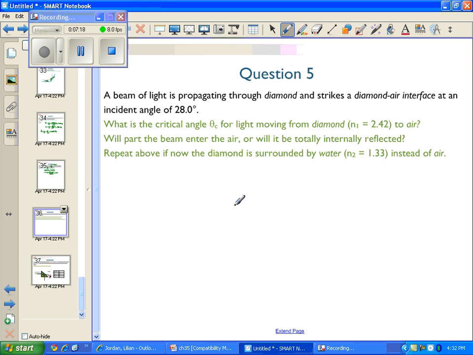A beam of light is traveling through diamond and reaches the diamond-air interface. The angle of incidence, of course, means theta 1. Remember, we're traveling from diamond reaching air, which means that diamond will be N1, and in this case air will be N2. So what is the critical angle for light moving through diamond to air?